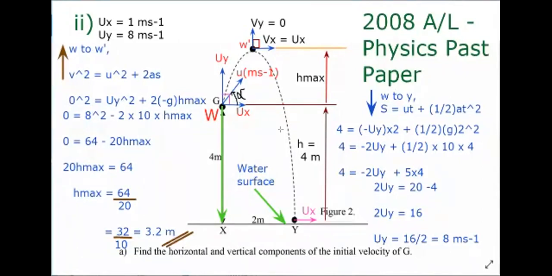3.2 meter is the displacement from the initial level. But the question asks for the maximum height from the water surface. So maximum height from the water surface means the summation of this 4 meter and h max. I think you have written this part. I'm going to erase this part and write the final answer for Roman number 2, part B.